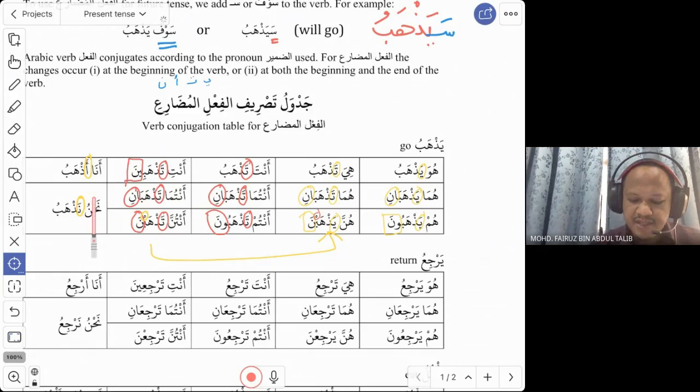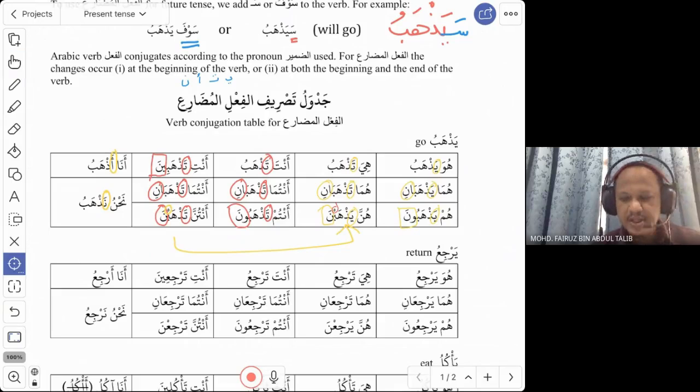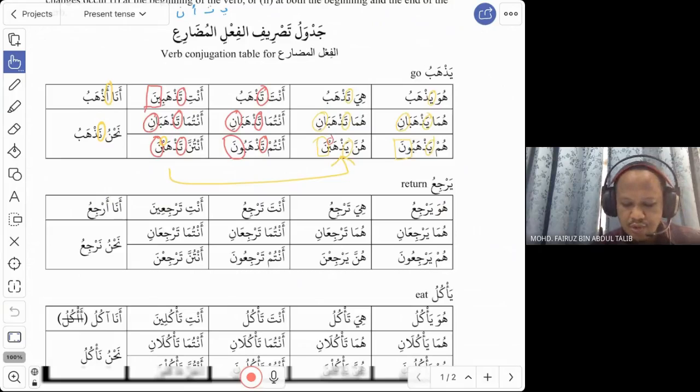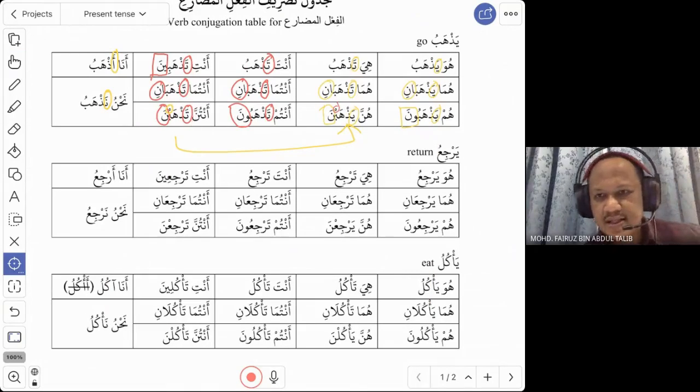So please study this. Please look at this carefully. Study them, and then you can compare to table number two, yarji'u. This is for another verb. Yarji'u, return. So you will see what will happen to the verb. And also the third one, ya'kulu, it. Okay, so study this and we will continue in the next lesson, inshallah.